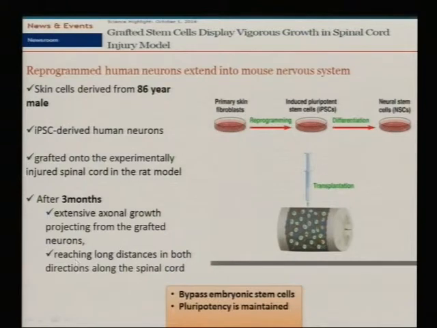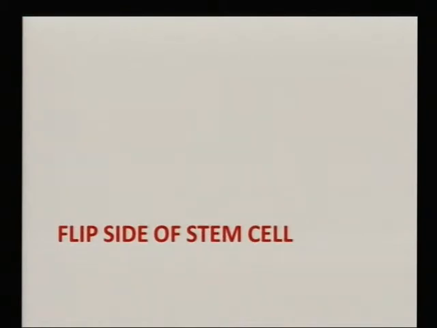This is very important, that not only at the site, but again they reached from the top to the bottom. The bottom line is that using this technique, you can bypass embryonic stem cells, which are not to be used for clinical purposes. And you can be sure that an 86-year-old person's cells can potentially be good enough in maintaining the regeneration potential. So this is a really good thing. You can have an autologous stem cell system here using this iPS technology.